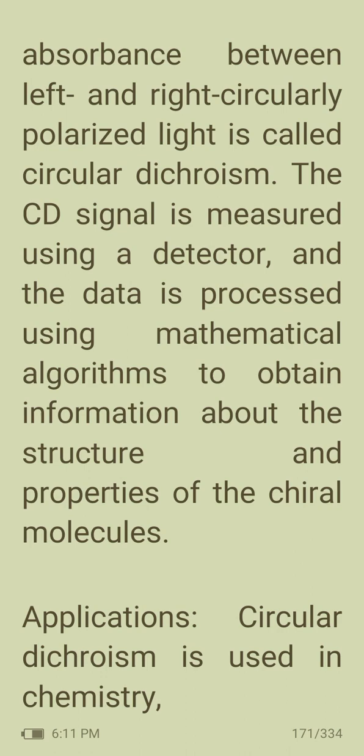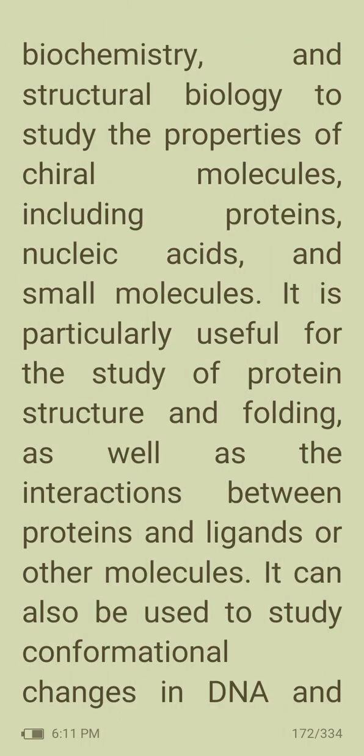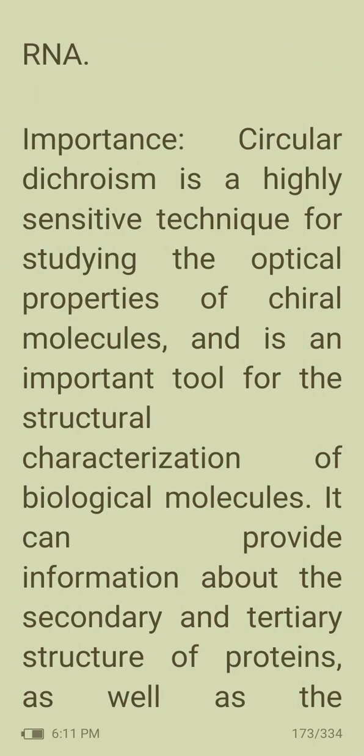Now let's learn about the applications. Circular dichroism is used in chemistry, biochemistry and structural biology to study the properties of chiral molecules including proteins, nucleic acids and small molecules. It is particularly useful for the study of protein structure and folding as well as the interactions between proteins and ligands or other molecules. It can also be used to study conformational changes in DNA and RNA.